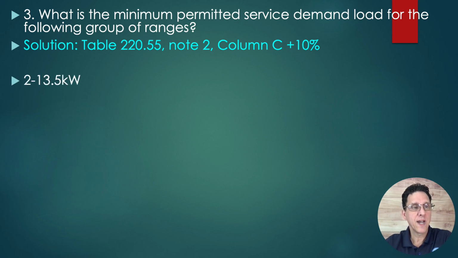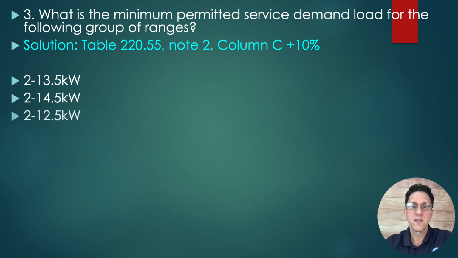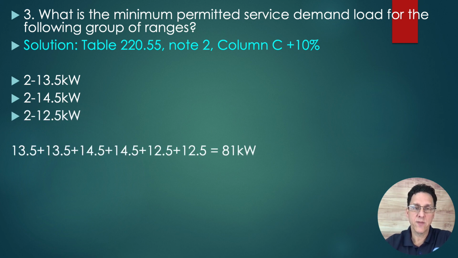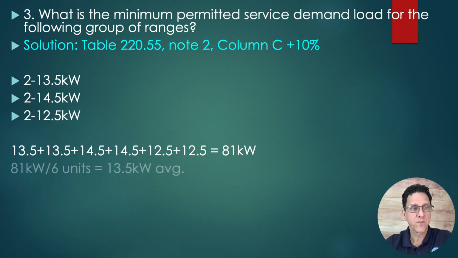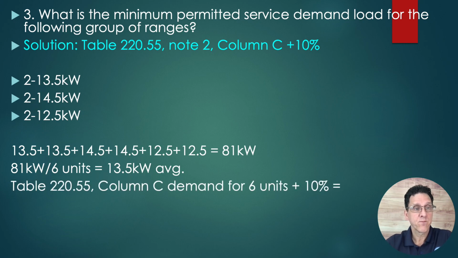All right, we add the 13.5s, the 14.5s, the 12.5s. We add those all together. 81 kW. That's the total connected load. We have to find an average now. There's 6 units. So 81 kW divided by 6 units, that's an average of 13.5 kW for the group, right? So it's column C for 6 units plus 10% because the average is 13.5. That's 1.5 kilowatts above 12. So it's a whole kilowatt and a major fraction of a kilowatt above 12. We're going to increase column C by 10% in that case.